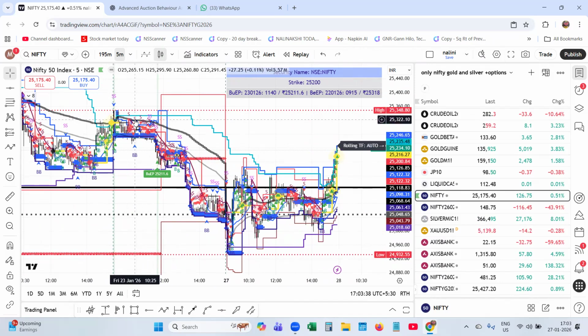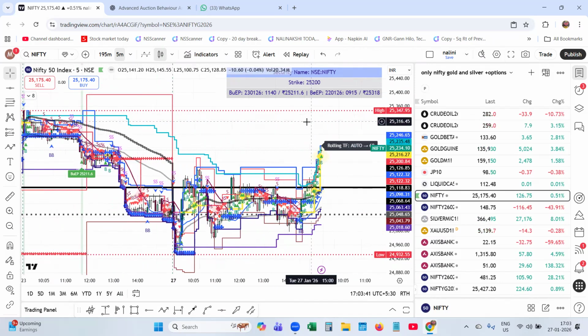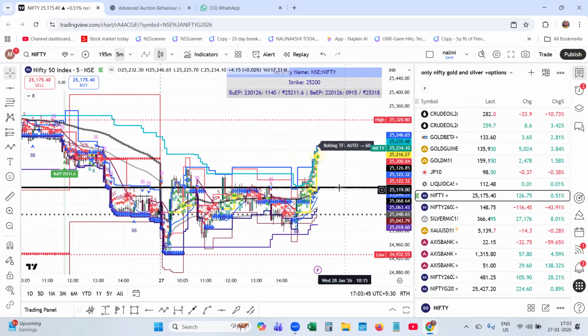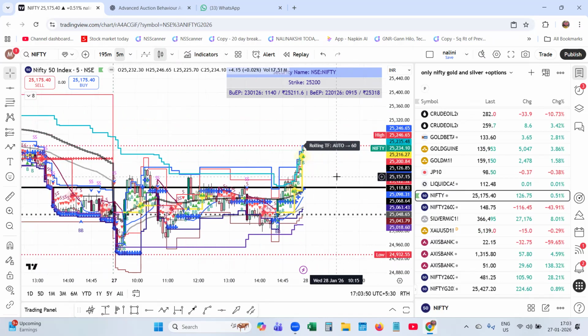Otherwise, if it gaps up, do not go into the trade immediately, because the immediate resistance is nearby. That is 25,348. Suppose it gaps up to 25,347, wait for the discount and you may get a trade in the market.